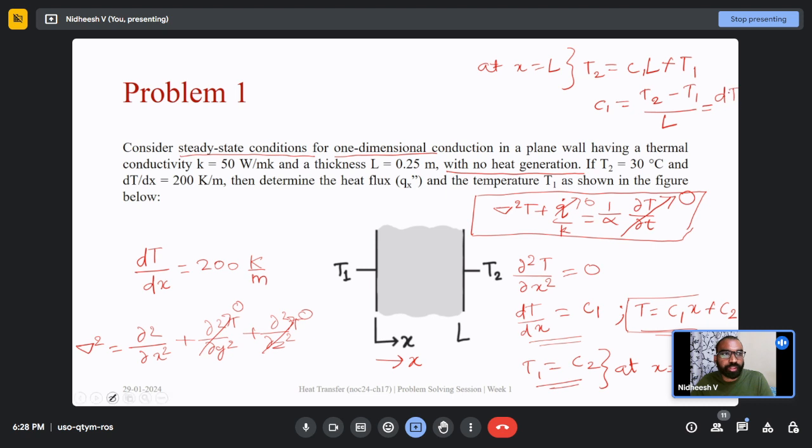This is the expression that we wanted. This shows that dt by dx is linear in this plane slab for the given conditions. Is there any confusion? Or is everyone clear how we got this expression? Yes, sir. dt by dx equal to T2 minus T1 by L.